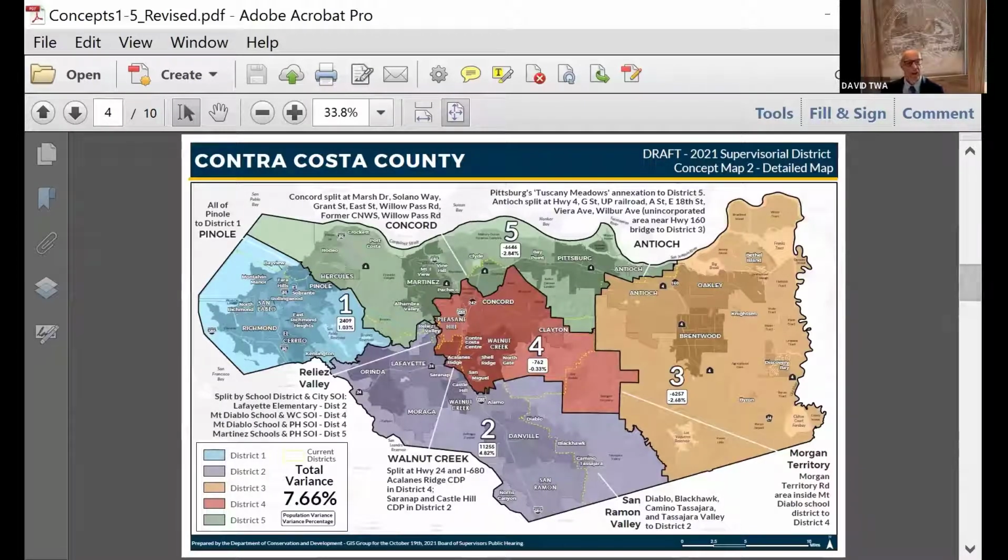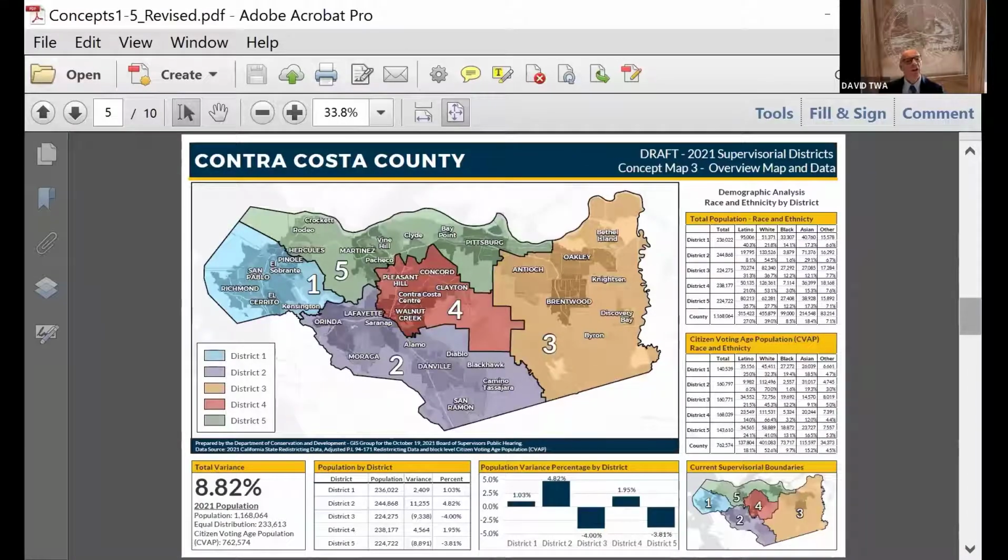Here's again the district. The number 2 map is showing the same numbers in a little bigger scale. So then the 3rd map essentially shows Concord again, a small portion of it going into District 5, but this one keeps the airport in District 4. It also provides for the Panola would be whole. It provides for the San Ramon Valley in District 2 and essentially makes some other minor changes.